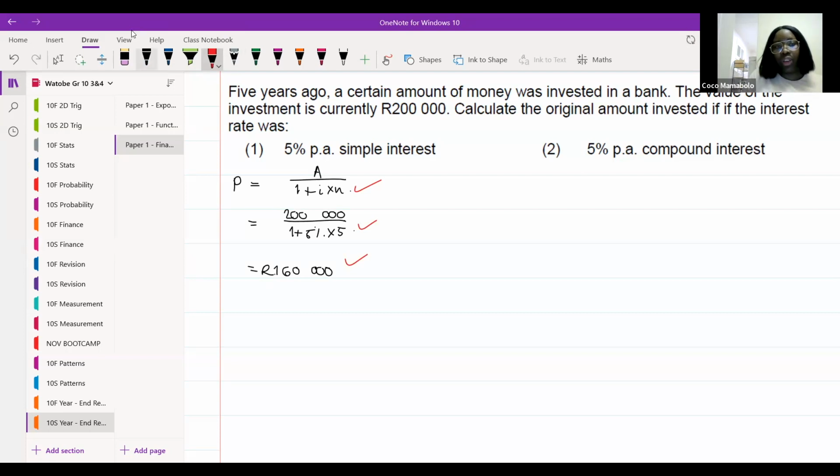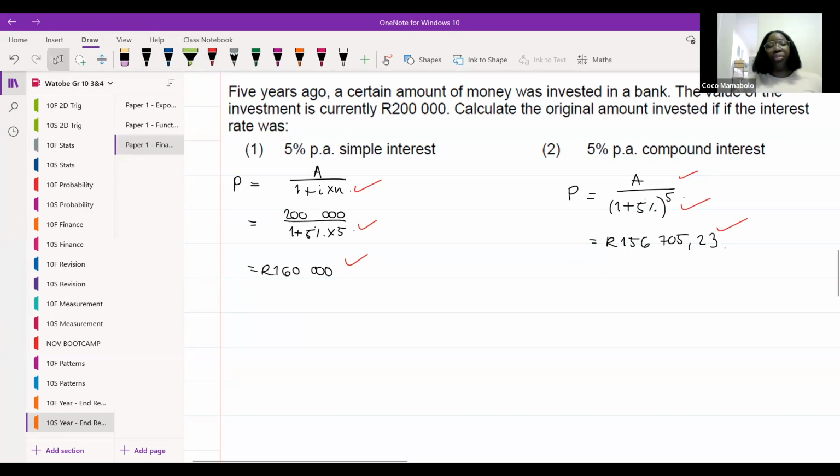Okay, in the next one over here, we've got P is equal to, right? We're going to get P is equal to A over 1 plus 5%, all to the power of 5 in this question, so not quite the same as the other one, to the power of 5, and that should give us, look at what I've done now. We should get 156,705.23. All right, again, 2 marks for the right formula and working it out. Give me a number out of 6. How did we do?